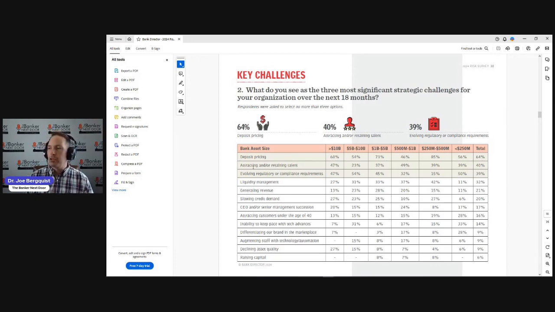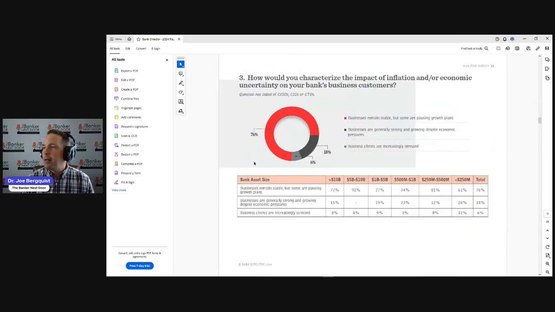In other words, they're worried about what happens if interest rates don't come down. That's going to put margin pressure on us because we'll have to continue paying out a lot more on deposits. Then there's attracting or retaining talent, bringing the right people into the bank and keeping them, and then evolving regulatory compliance requirements. Obviously, like I said, open banking and all this other stuff that's coming down the pike.